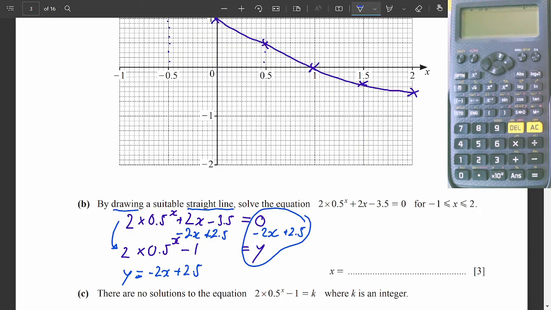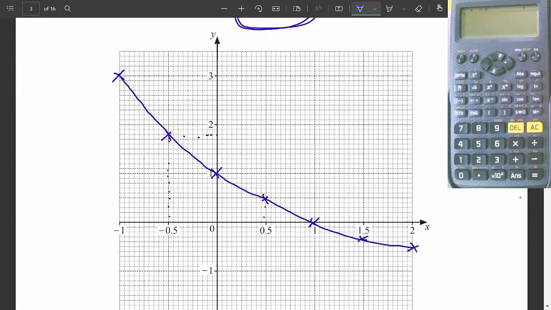What is that line going to look like? Well, the quickest way is to find the x and the y intercept. Now, for the y-intercept, we can make x 0 because on the y-intercept the x value is 0. So that will give us y equals 2 minus 2, by the way, times 0 plus 2.5. 0 times minus 2 is 0. So that means y equals 2.5. That means our straight line is going to go through 2.5 on the y-axis.